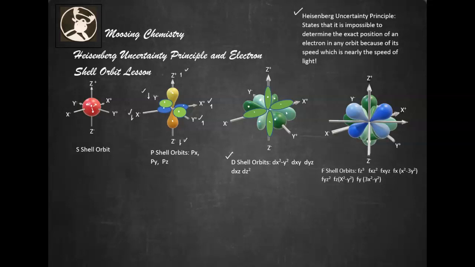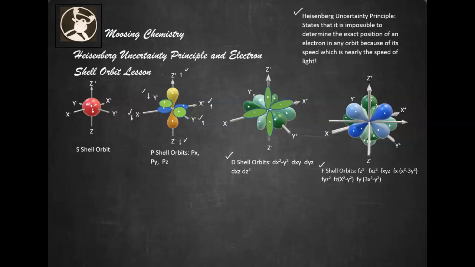And last but not least, the F suborbits, or F shells, they're extremely complicated. And they can hold 14 different electrons. So I'm going to try to get these, but we'll see what happens here. So it's 1, 2, 3, 4, 5, 6, 7, 8, 9, 10, 11, 12, 13, and 14. Okay, so that's the best we can do with that.